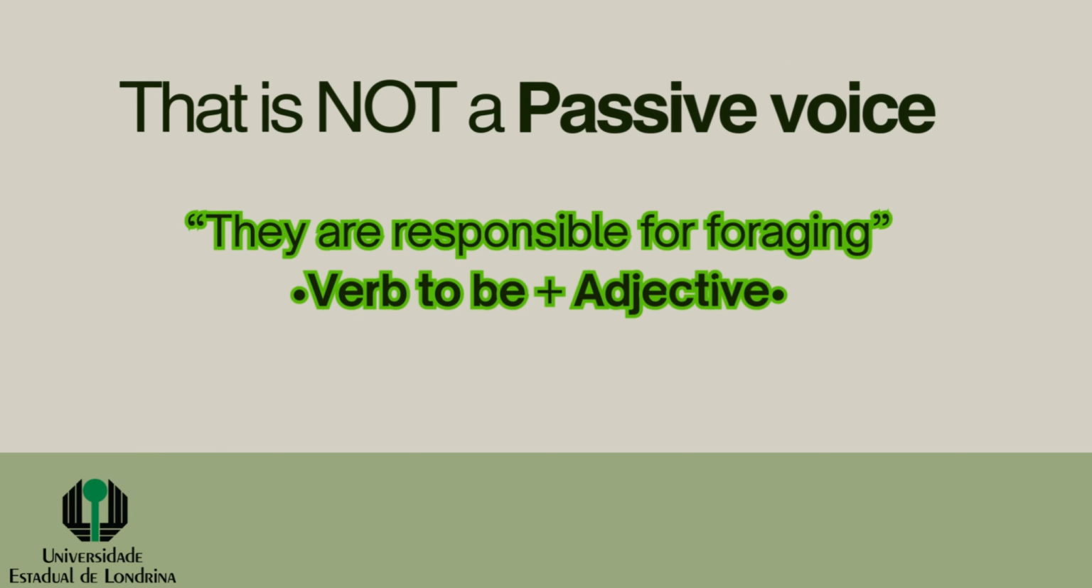Now let's see another example. This one doesn't have passive voice. They are responsible for foraging. Notice that structure. "Are," on that occasion, is just the verb to be working as a linking verb. So in this case, it does not indicate a passive voice. "Responsible" is an adjective, not a passive participle, and there is no action received. It is merely a characteristic.